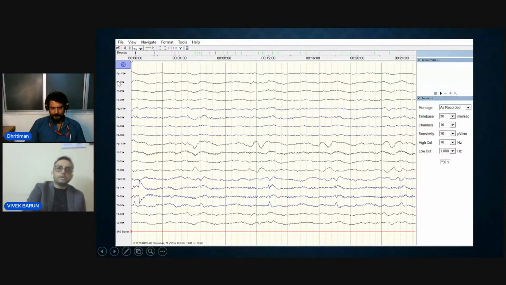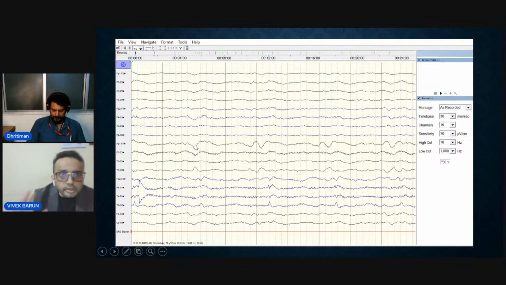This is again bipolar longitudinal montage, left over the right. This is the left parasagittal, then right parasagittal, left temporal, right temporal. You can see some activities over the left temporal as well as right temporal. So you can see these activities are periodic. Why periodic? Because the discharges which are occurring are of uniform morphology. If you see this, they are relatively uniform.